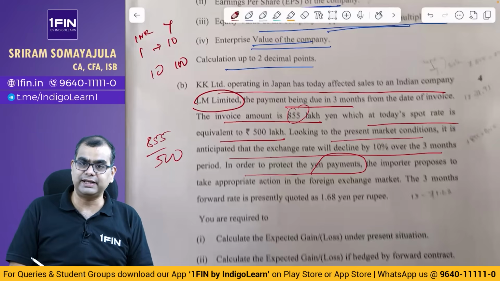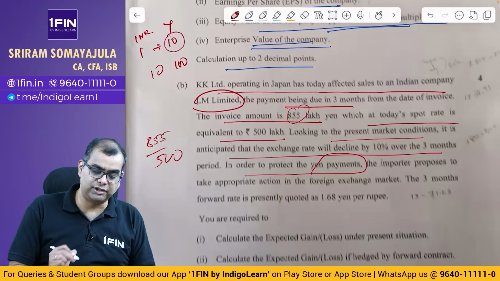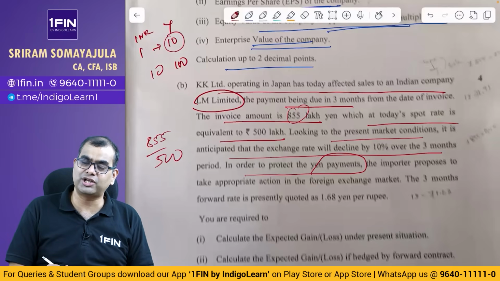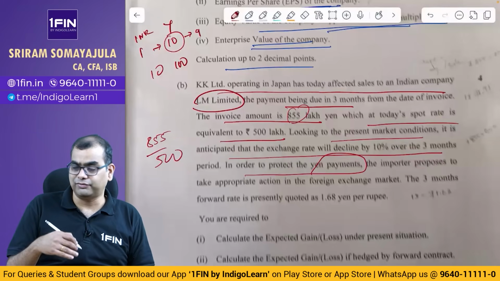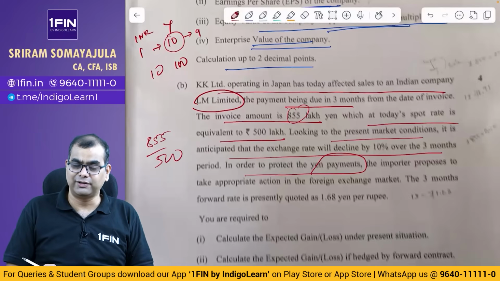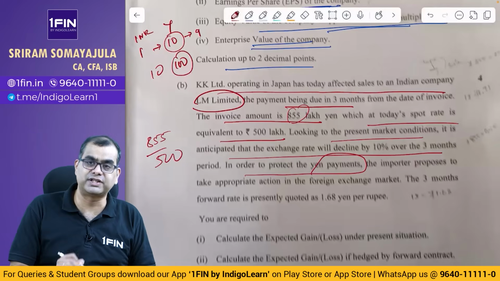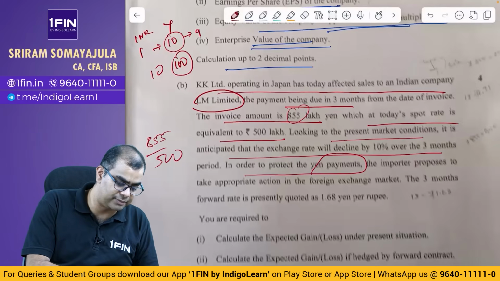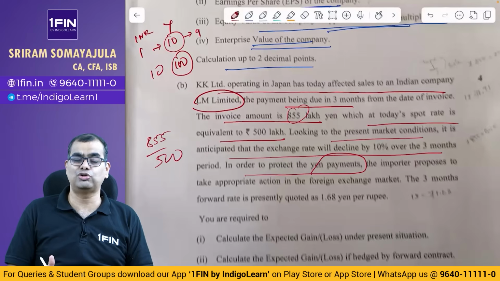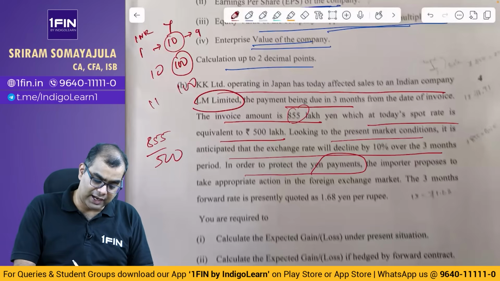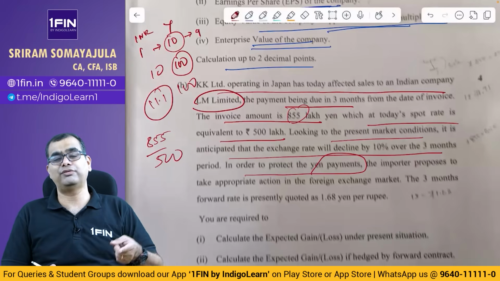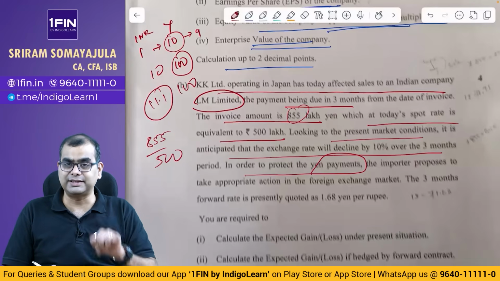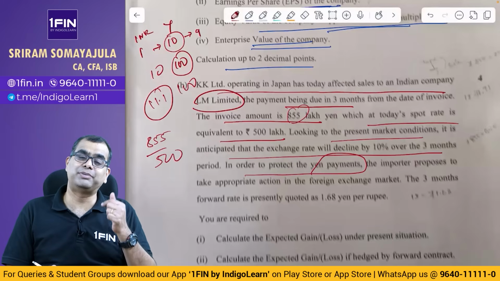Now suddenly the exchange rate has changed. It was 1 rupee equal to 10 yen, and it has now changed to 1 rupee equal to 9 yen. What happens then? Payment is already fixed at 100 yen. How many rupees do you have to pay? 100 by 9, which is basically 11.11. So you are having to pay a higher value in rupee terms if you make a yen import, when the payment is in yen terms, because yen is appreciating and rupee is depreciating.